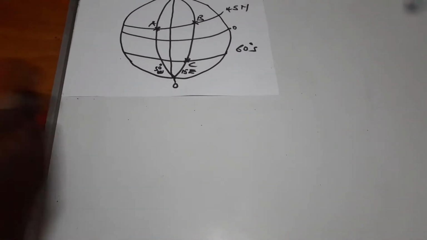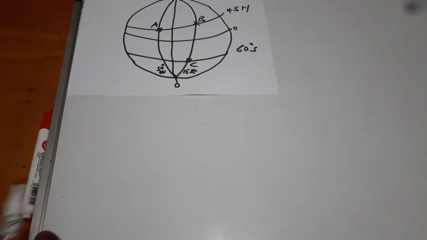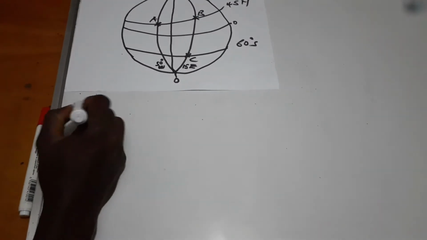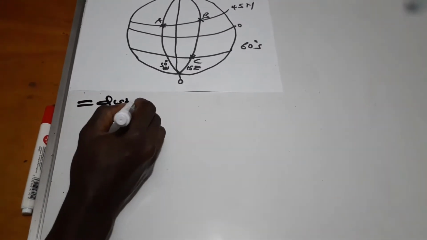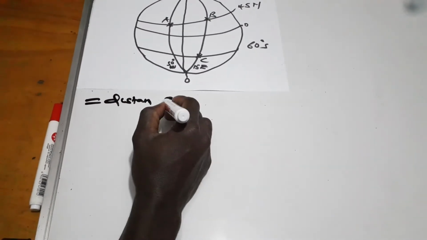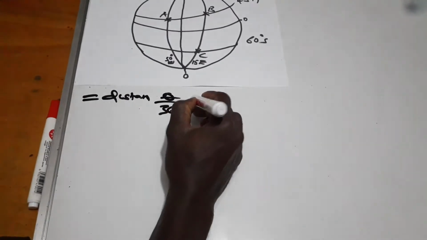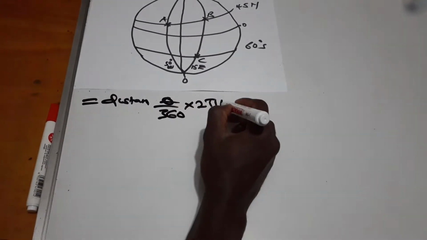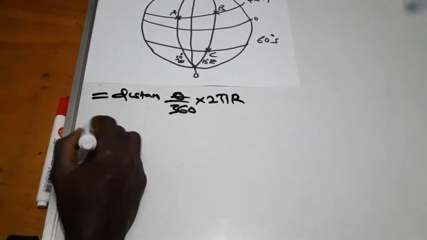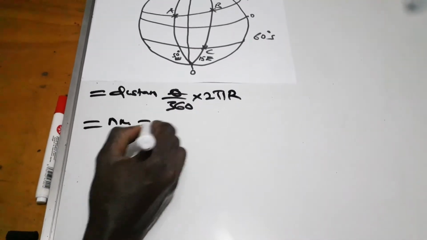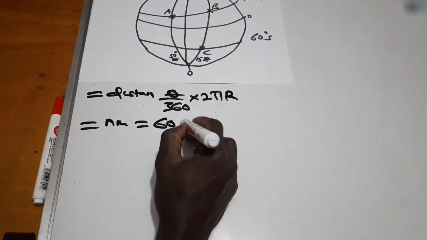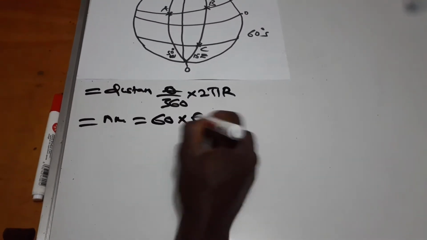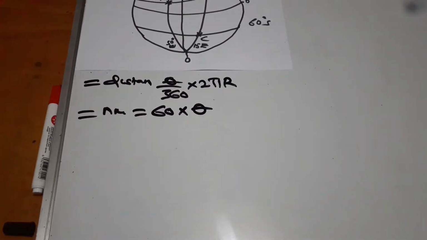So remember the distance in a great circle in kilometers. The distance in kilometers in a great circle is given by angle difference over 360 times 2 pi r, and in nautical miles it is given by 60 times angle difference. Are we together? That's what we have.